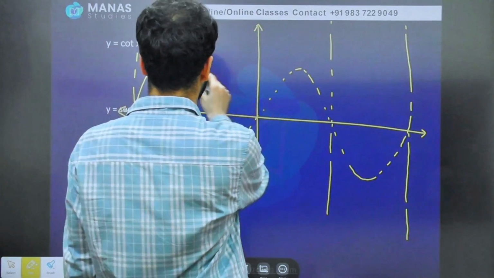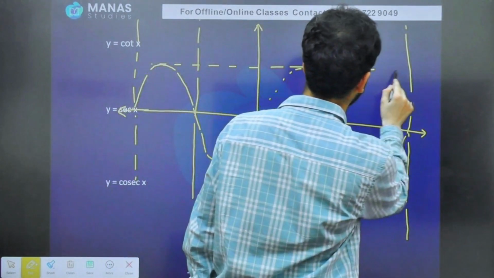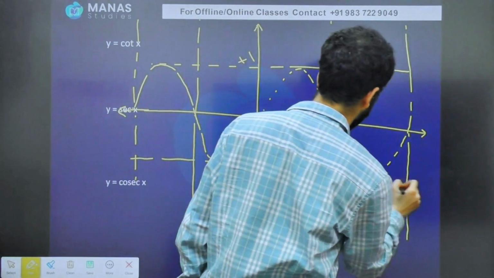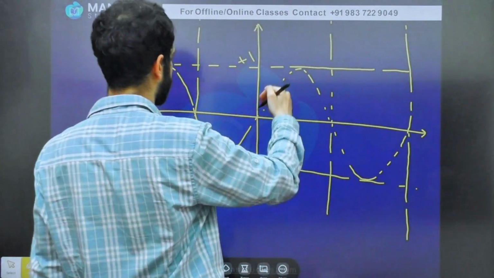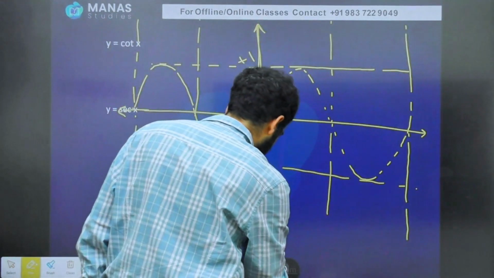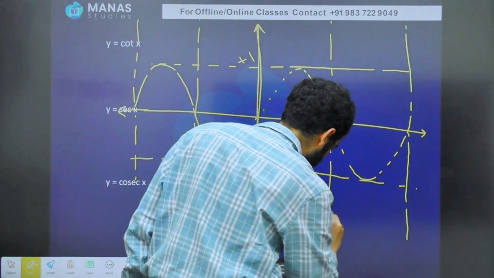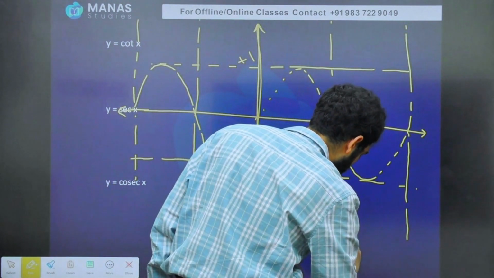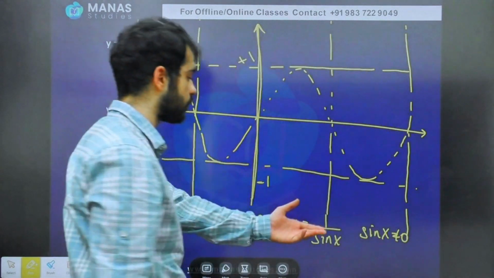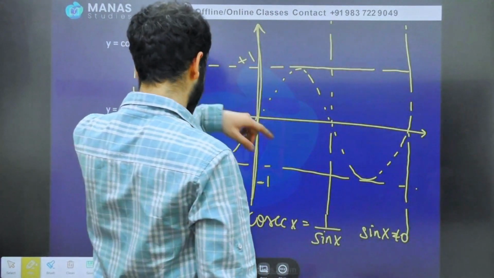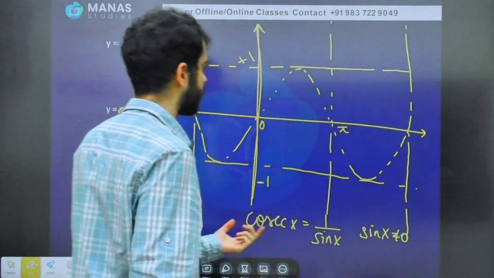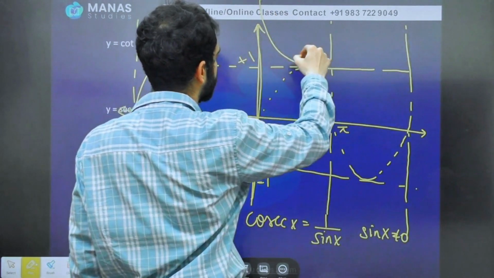This is the line where y is equal to plus 1, and this is the line where y equals minus 1. Now the graph, as we saw in the cosec x graph, we can write that cosec x is equal to 1 upon sine x. For the graph to be defined, sine x should not be 0. If sine x becomes 0, 1 upon 0 is not defined. So sine becomes 0 at 0 and at pi. So the graph of cosec x is not going to be defined at these 2 points.